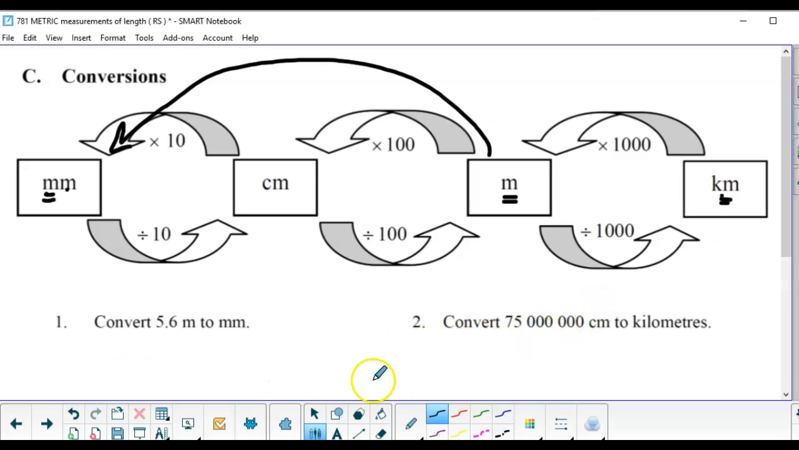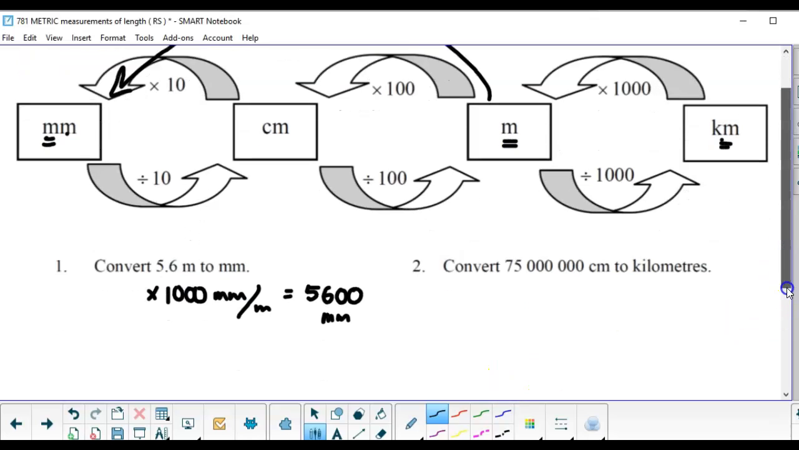So convert 5.6 meters to millimeters. You're going to a smaller unit, so you're going to have more of them. So we're going to multiply by 1,000 millimeters in a meter. And so that moves the decimal. You don't even need a calculator. So 5,600 millimeters.